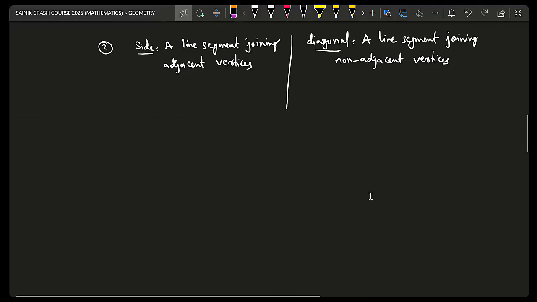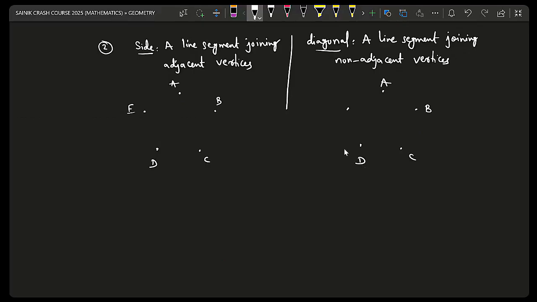Okay. Let's take a pentagon. Pentagon is having 5 sides. 1, 2, 3, 4, 5. So if it's having 5 sides, number of vertices also 5. So let's take the same structure here. 1, 2, 3, 4, 5. Okay. Now let's name them A, B, C, D, E.